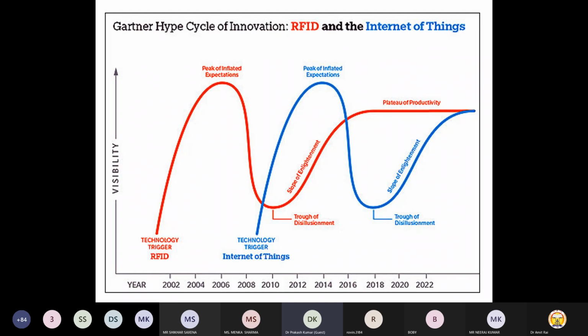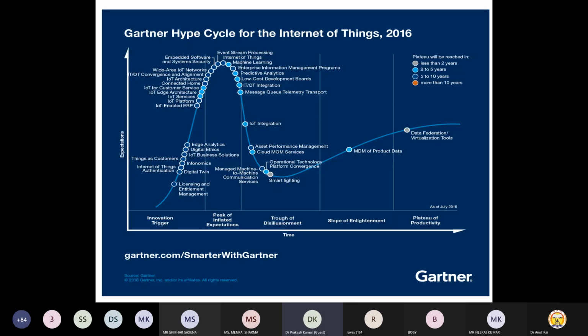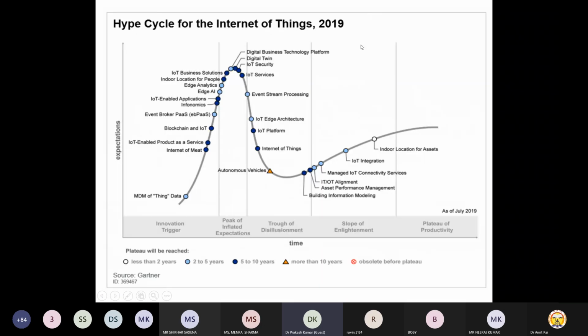What threat is it going to pose? Lots of power consumption, a lot of data consumption, storage, online repository, and all those things. Just for our understanding, in 2016, IoT had this trend. In 2019, it had this trend. Now, see autonomous vehicles; this was published in the year 2019 for IoT.